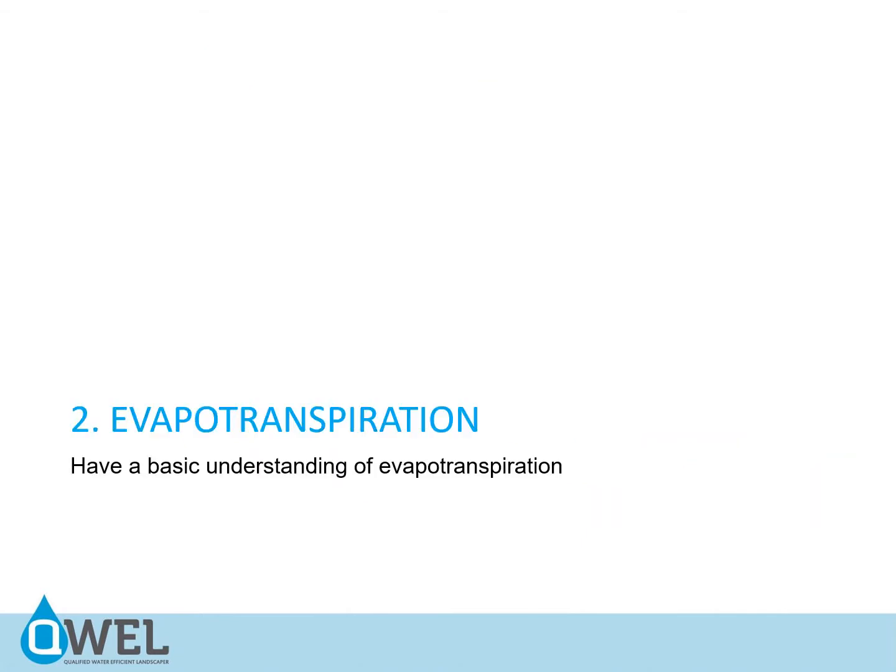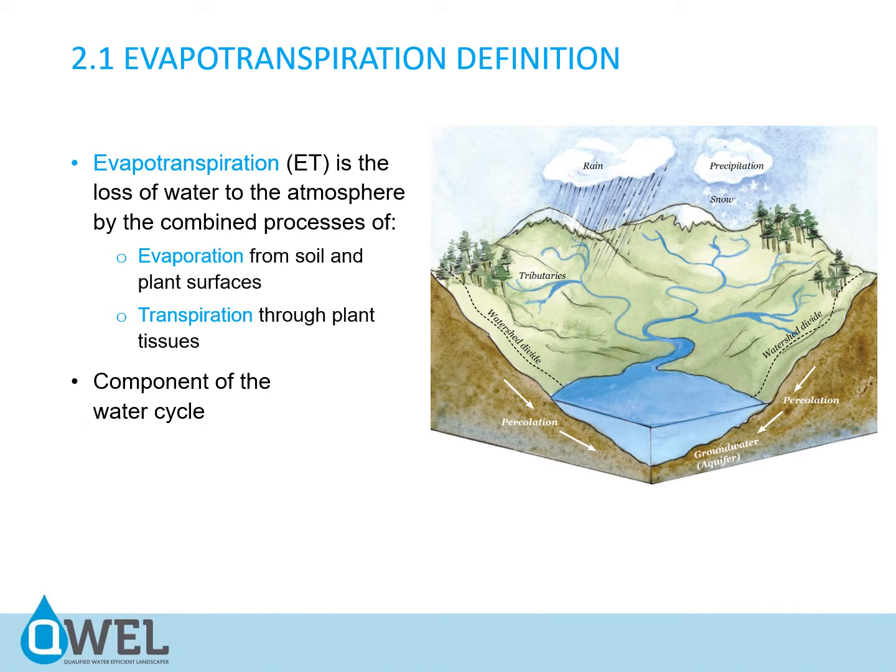2.0 Evapotranspiration. Have a basic understanding of evapotranspiration. 2.1 Evapotranspiration definition. Evapotranspiration, or ET, is the loss of water to the atmosphere by the combined processes of evaporation from the soil and plant surfaces and transpiration through plant tissues, and is an important component of the water cycle.